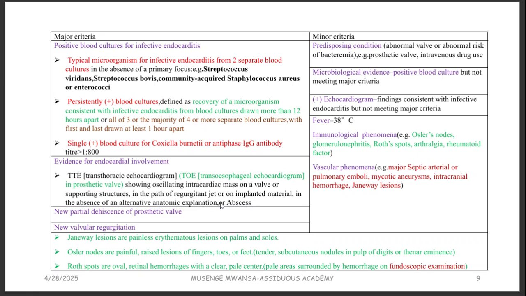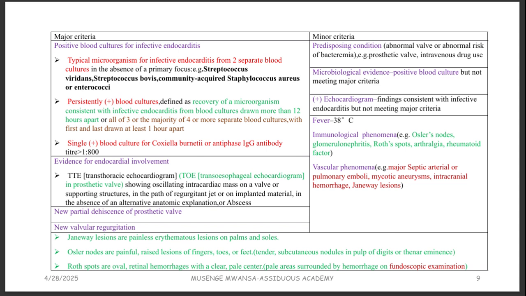So when you see an abscess on echo, transesophageal or transthoracic, or you see a mass, or you just see something that you can't explain anatomically on echo, on the valve or on the implanted device, that is evidence of endocardial involvement. And then another major criterion is new partial dehiscence of prosthetic valve. So you've put a prosthetic valve and then this prosthetic valve breaks. New partial break in the prosthetic valve, new partial dehiscence. That's also a major criterion.